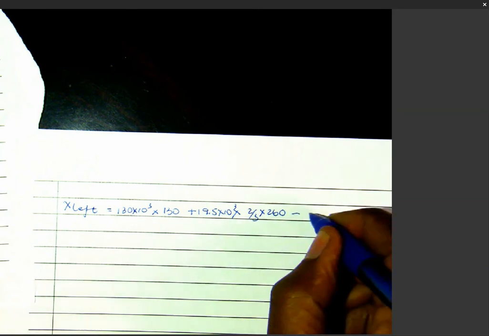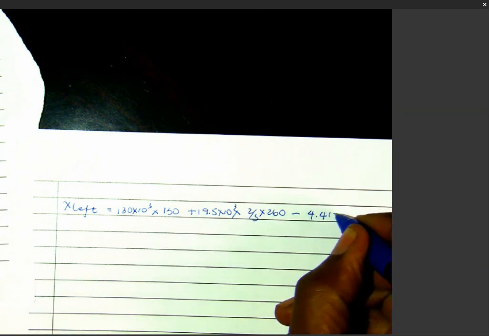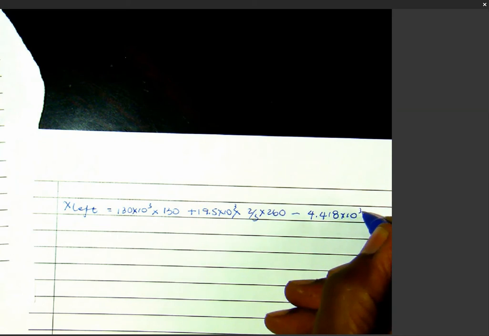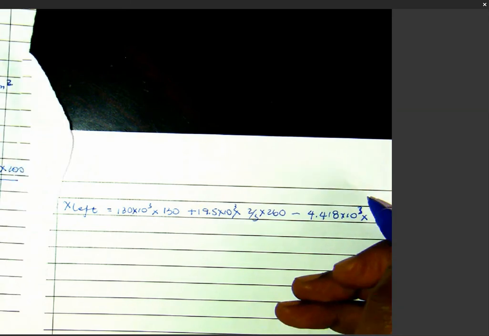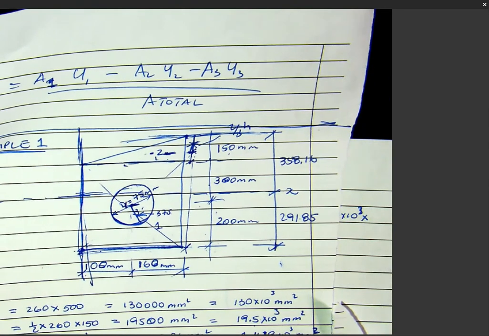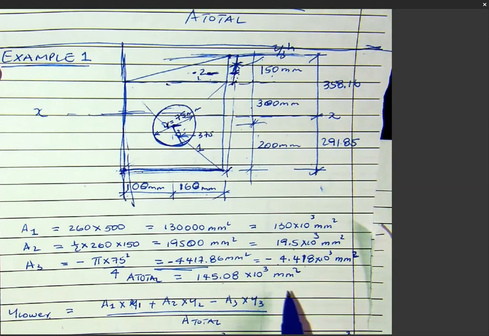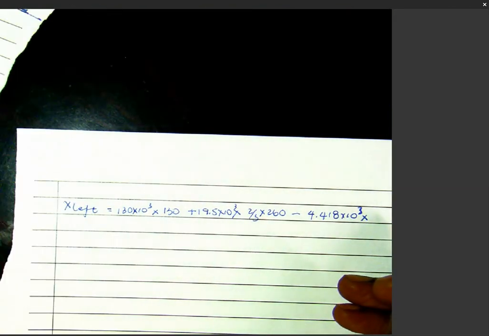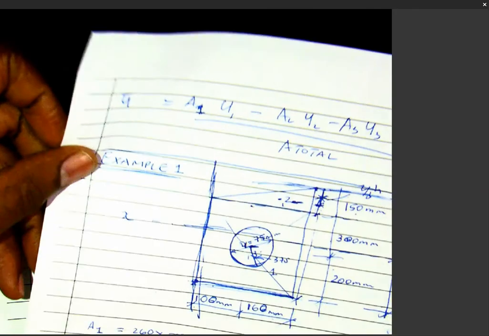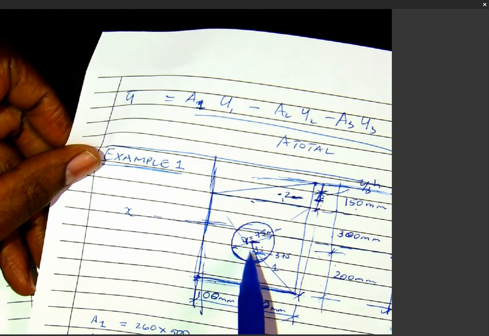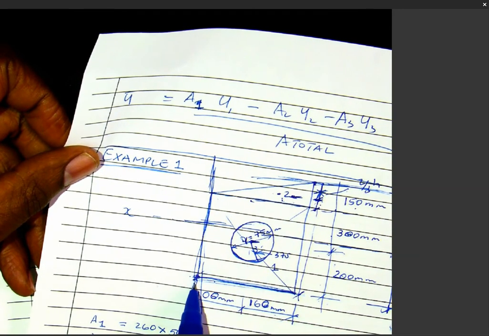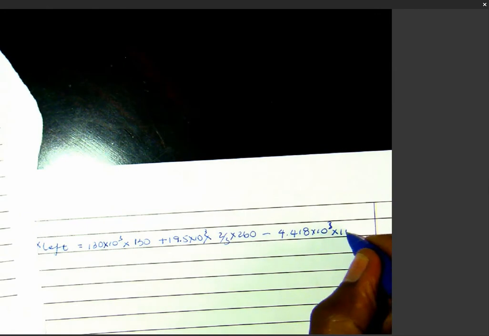minus 4,418 times 10 to the power 3 times, remember area 3 is 4,4175. That's the rounding off I was referring to. And then times the distance given. The distance given from the center to the far left is 100. And then you divide that by the total area.